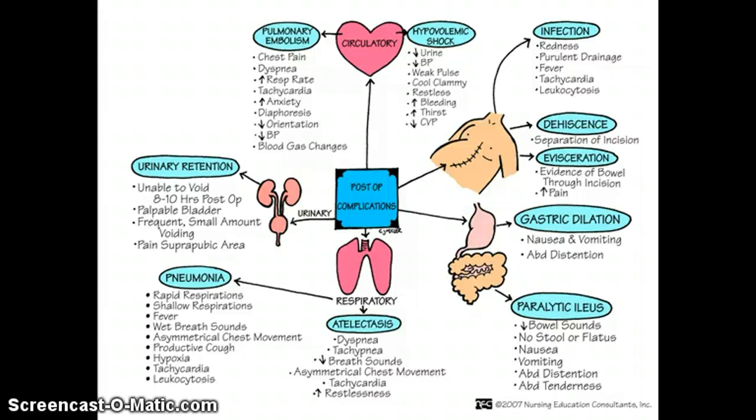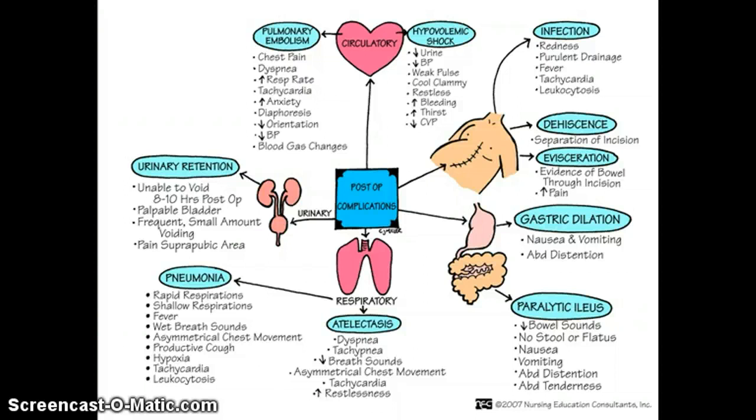If you don't, take a moment to look it up. But with atelectasis, we'll see dyspnea, tachypnea, decreased breath sounds, asymmetrical chest movement. So this is the importance, prevention of atelectasis, prevention of pneumonia. That's why we need these patients to cough, deep breathe, use their incentive spirometries. We want to get all of those secretions that are sitting in those lungs, get them up, get them moving.